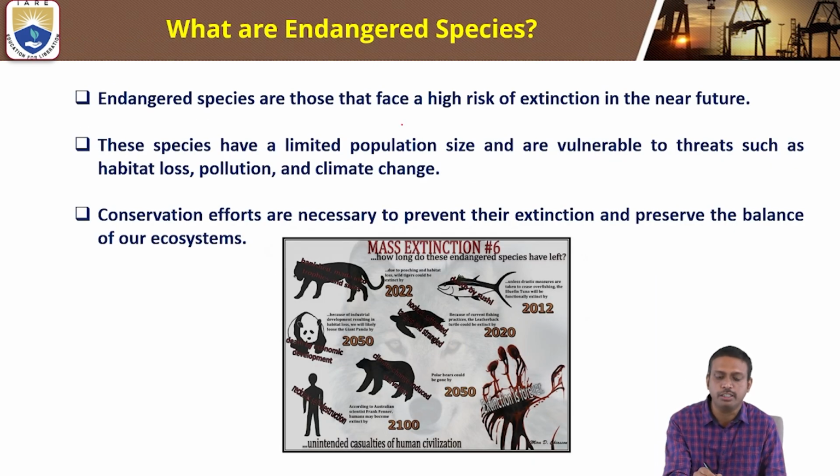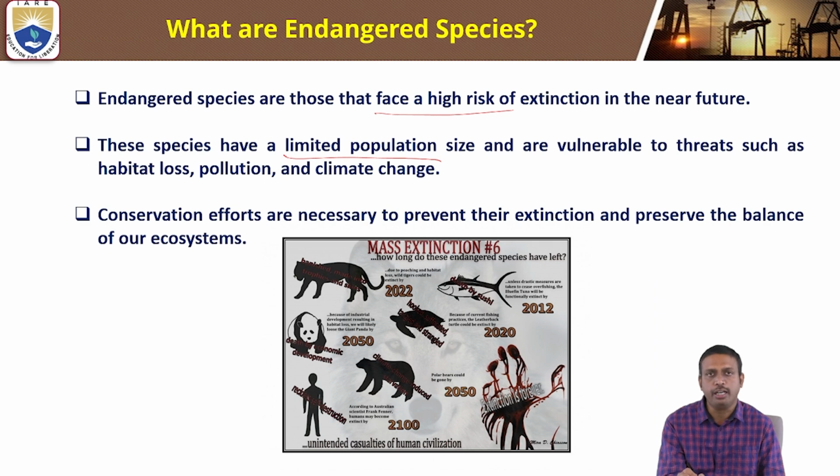What are endangered species? Endangered species are those that face a high risk of extinction in the near future. These species have limited population size and are vulnerable to threats such as habitat loss, pollution, and climate change. Conservation efforts are necessary to prevent their extinction and preserve the balance of our ecosystem.